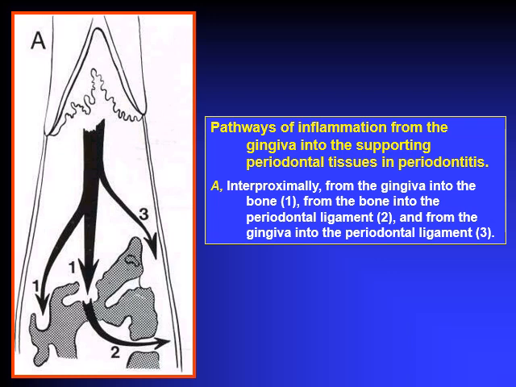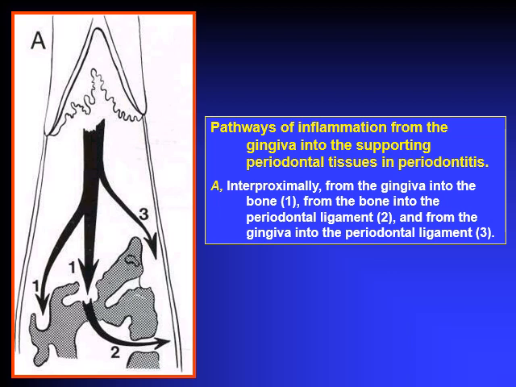Now the diagram shows the pathway of inflammation from the gingiva into the supporting periodontal tissues in periodontitis. Interproximally, you see inflammation spreads from the gingiva in the loose connective tissue around the blood vessels, destroys the gingival fibers, then the transseptal fibers, and enters the crest of the interdental bone, and then from the bone to the periodontal ligament. It may perforate the center of the crest or from the outside of the crest, as we said, and then reach the periodontal ligament.